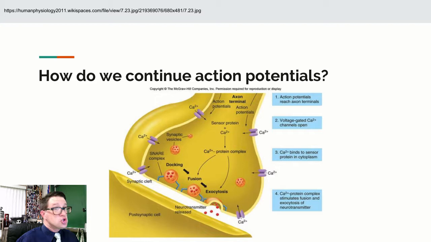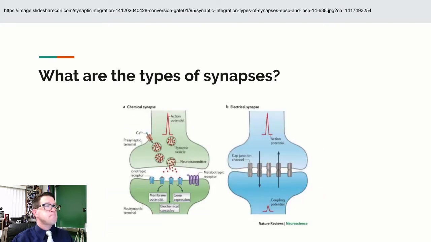It could cause a stoppage of depolarizations. It could cause a muscle contraction. It could cause hormones to get released. It could cause you to make saliva or stop making saliva. It really depends on what's on the other side.